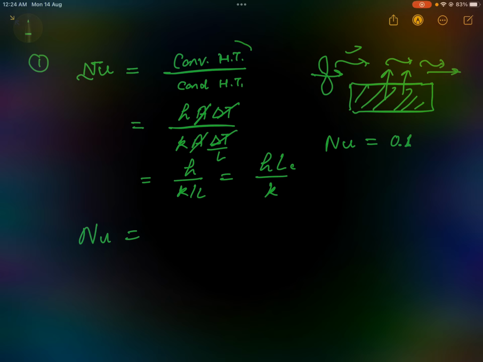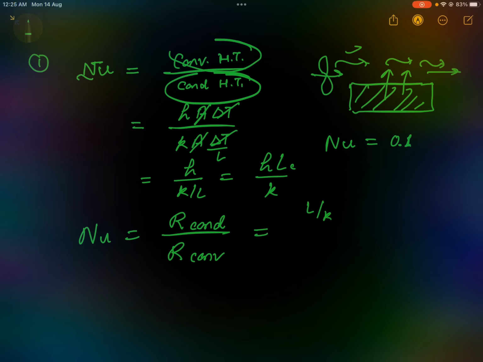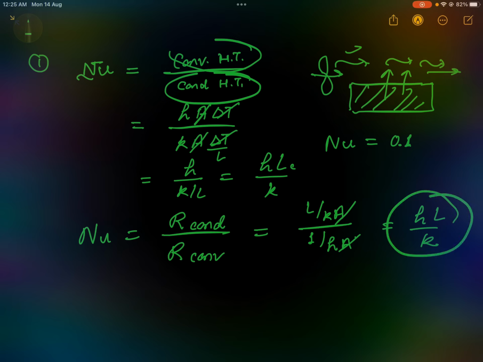We can also say in other words that the Nusselt number can be written as the ratio of conduction resistance to the convection resistance. What is the conduction resistance? Conduction resistance is L upon k A, and convection resistance is 1 upon h A. Here A can be cancelled, and it will come out to be h L upon k. So this is the Nusselt number, and this is the significance of this.